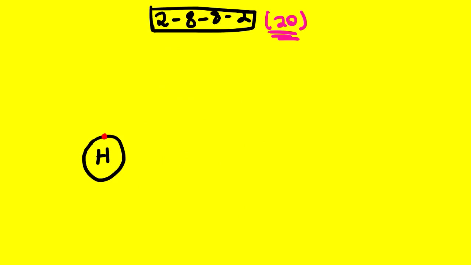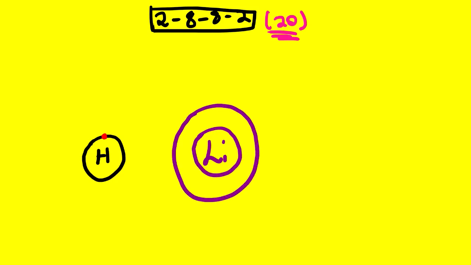Let us go to the second one. Let us try to draw lithium. Lithium is element number 3. It means it has 3 protons, 3 electrons. So we need 3 electrons. So we're going to put the first electron here, the second electron here. We cannot put another electron here because the first energy level only occupies a maximum of 2 electrons.